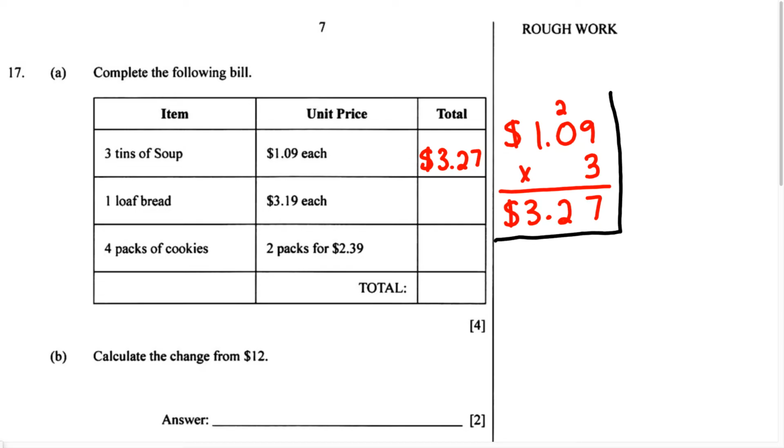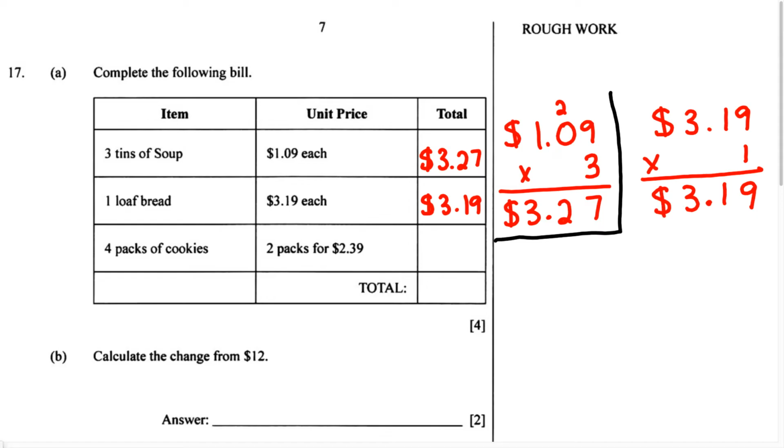Now let's do 1 loaf of bread. It says 1 loaf of bread costs $3.19 each. So if 1 loaf of bread costs $3.19, $3.19 times 1 is going to equal $3.19. If you want to perform the multiplication, you can. You can just say $3.19 multiplied by 1. And when you solve for this, 1 times 9 is 9. 1 times 1 is 1. We're going to bring down the decimal point, and 1 times 3 is 3. Therefore, we end up with $3.19.